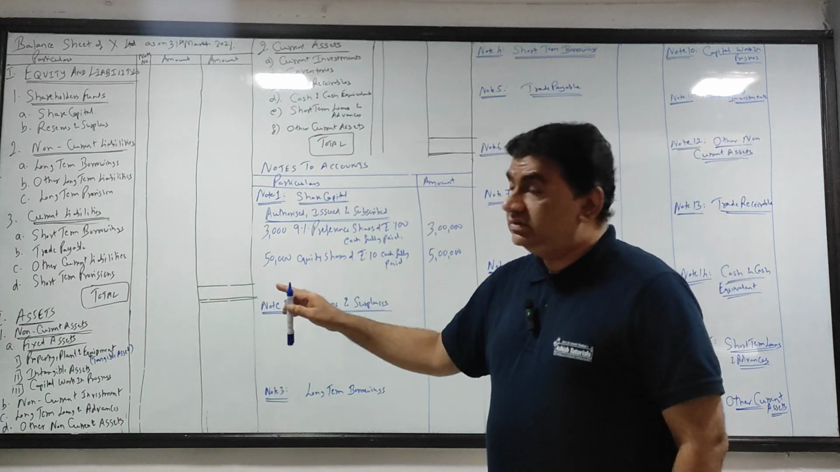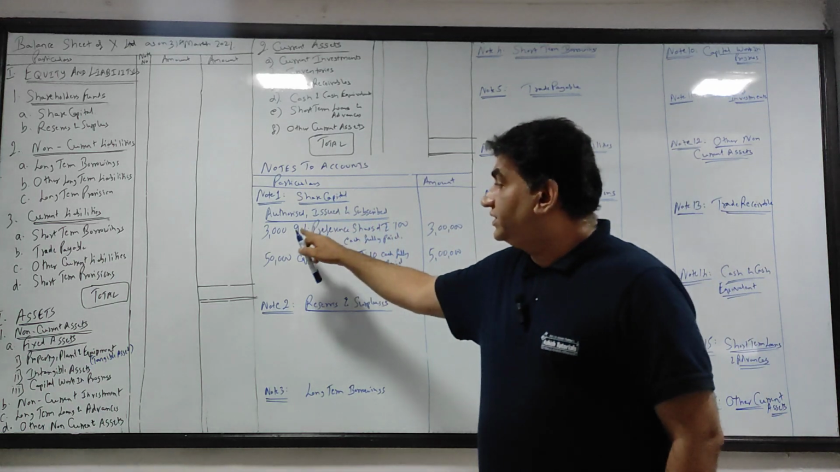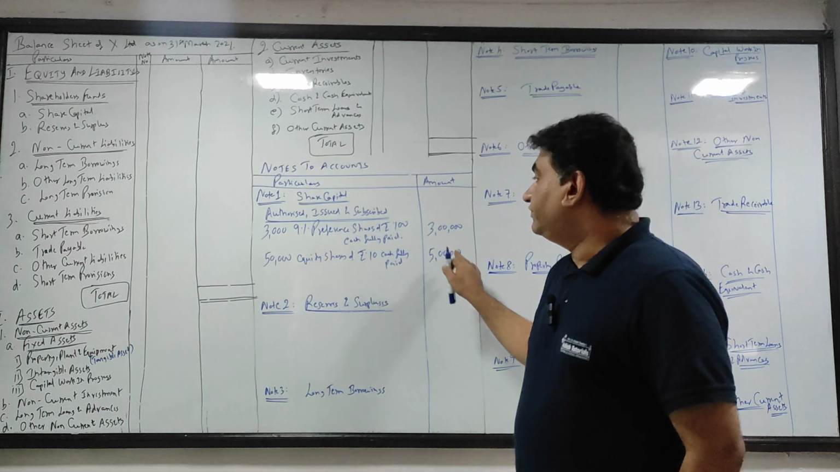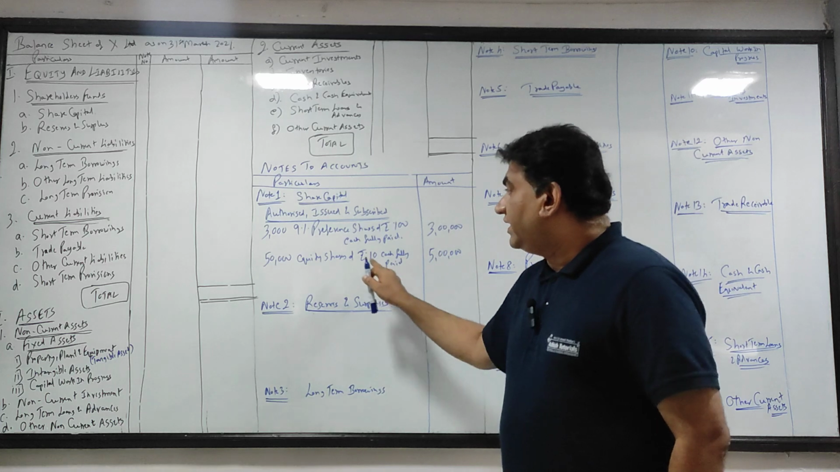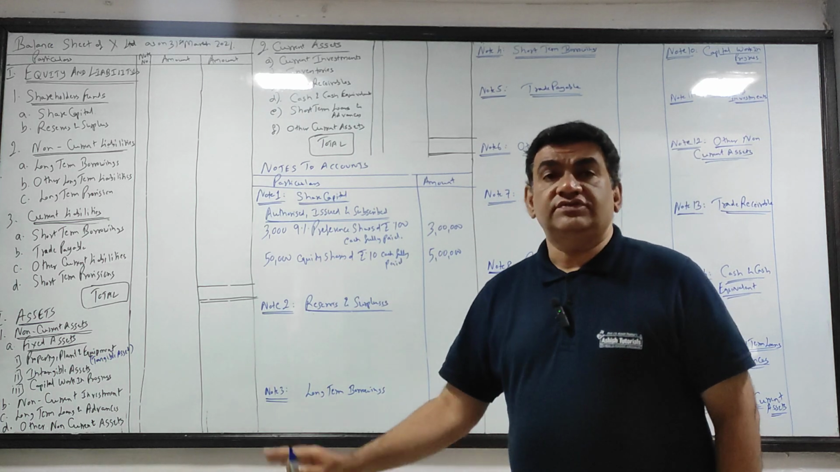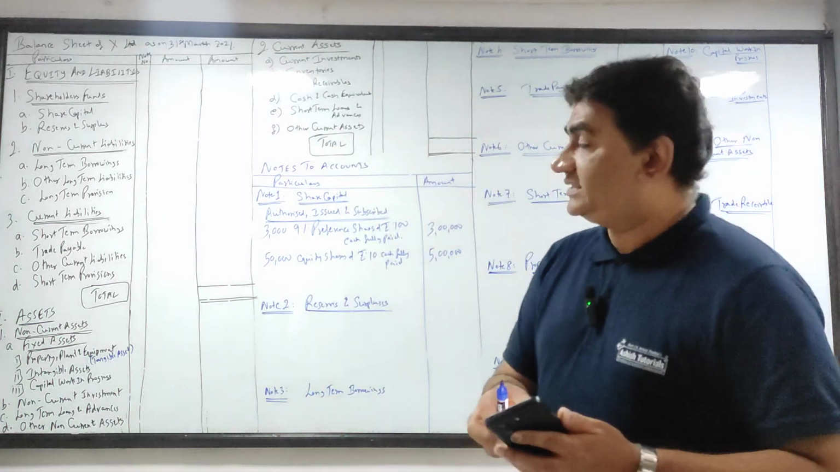Got it? So I'll repeat. 3 lakhs था, divide by 100 gives you 3,000. So 3,000 9% preference shares of 100 each fully paid. 5 lakh divided by 10, 50,000 equity shares of 10 each fully paid. That gives you 5 lakh. Got it, guys?